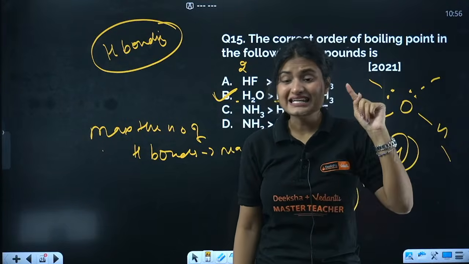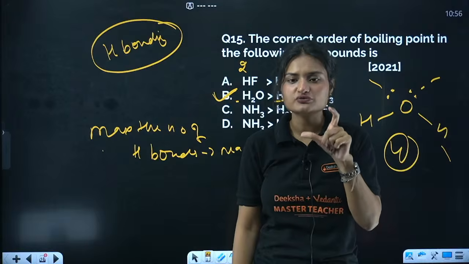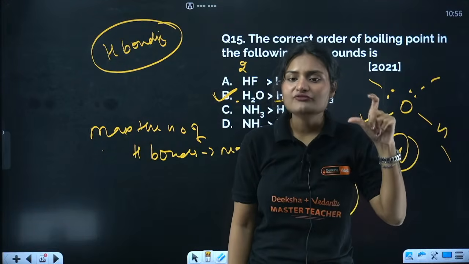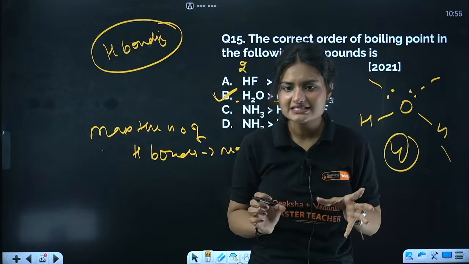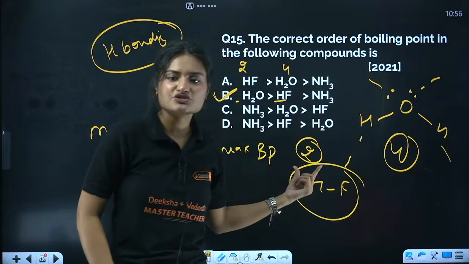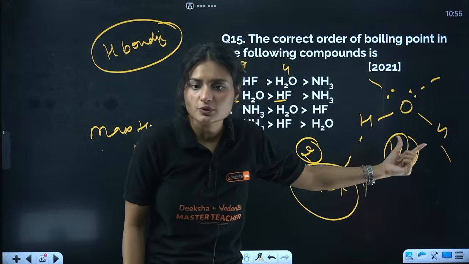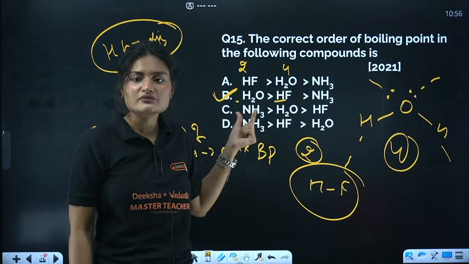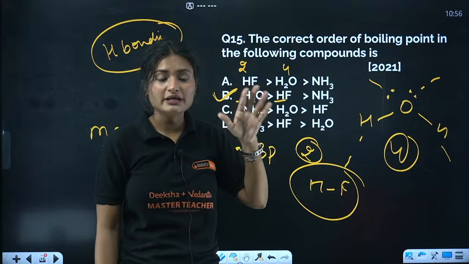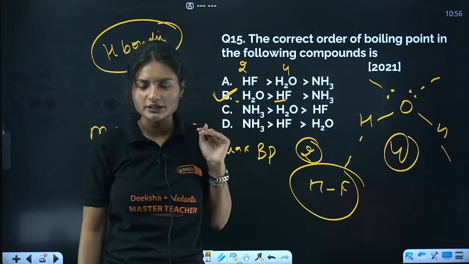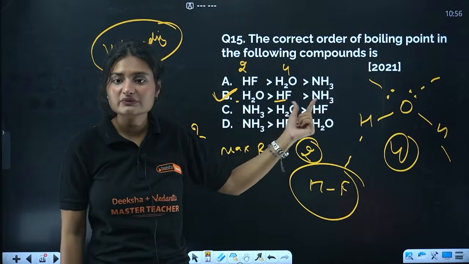Why? Because in NH3, what do you have? Nitrogen, which is less electronegative than fluorine and oxygen. So the extent of hydrogen bonding is really less. Between H2O and HF, H2O has stronger hydrogen bonding. And among all these three, NH3 has the weakest hydrogen bonding. So this is our sequence for boiling point.